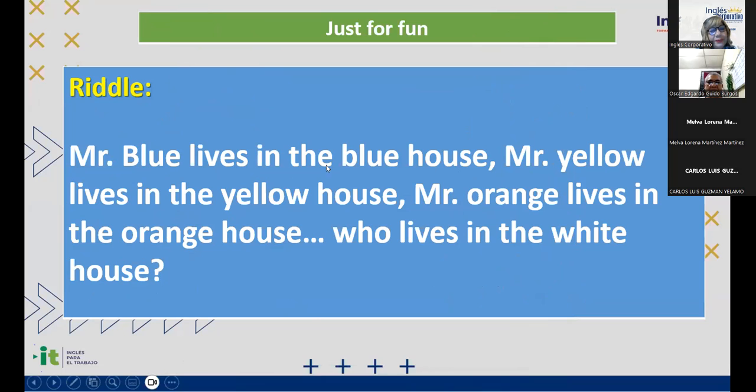Mr. Blue lives in the blue house. Mr. Yellow lives in the yellow house. Mr. Orange lives in the orange house. Who lives in the white house? The president of the United States. Yes. So this is so easy. I said, this is so easy, but yeah, he's a president.